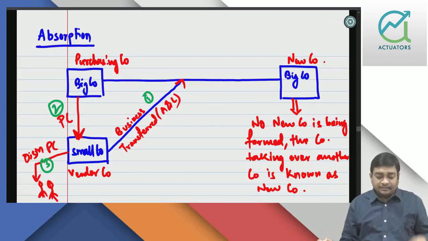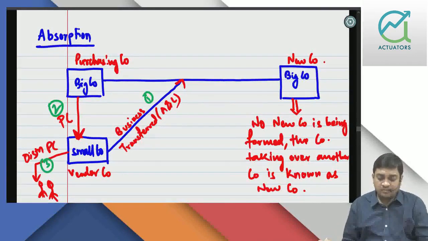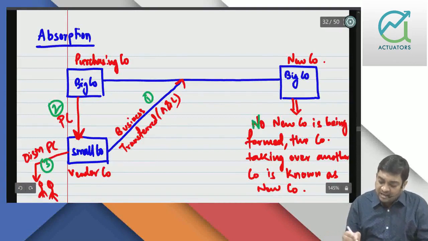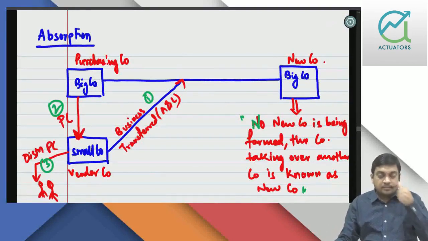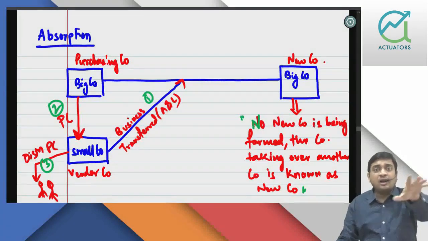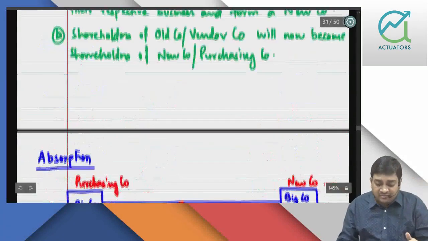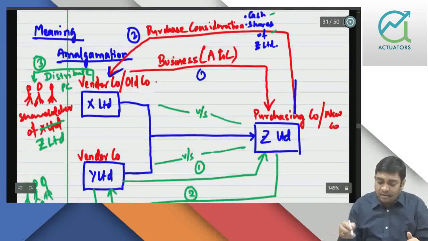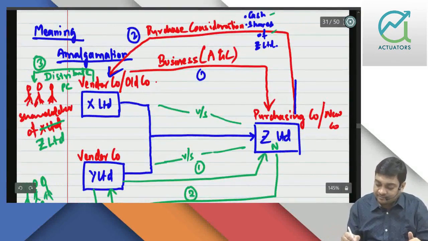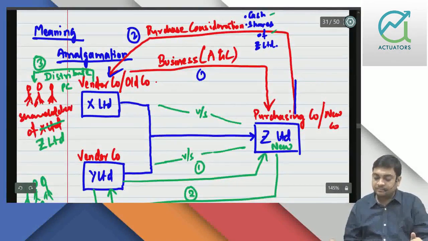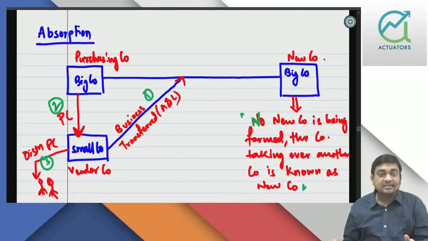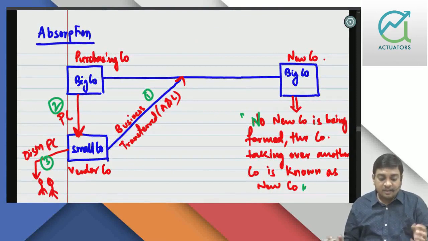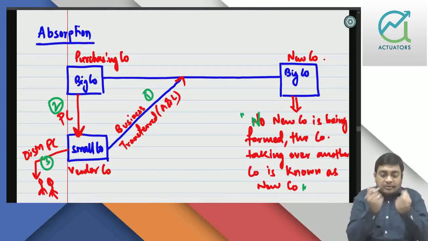So here, no new company is getting formed. The purchasing company will be called the new company. In case of amalgamation, you have to actually form a new company, that is Z Limited. Actually form it. But Big Limited is already in existence. Big Limited is absorbing.